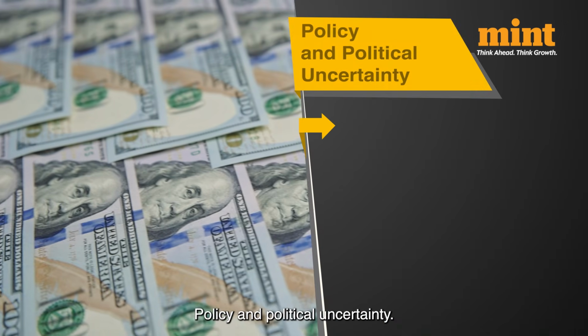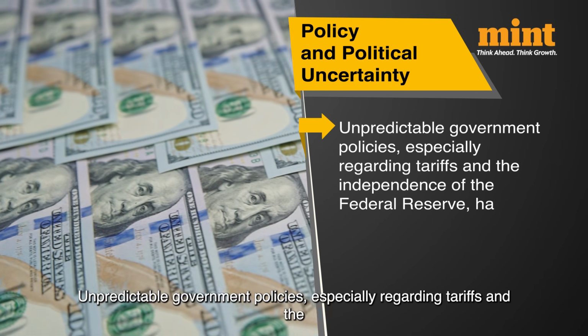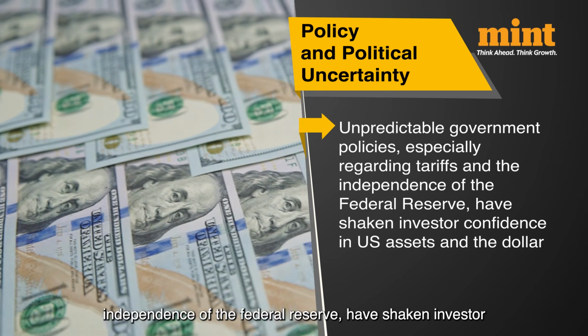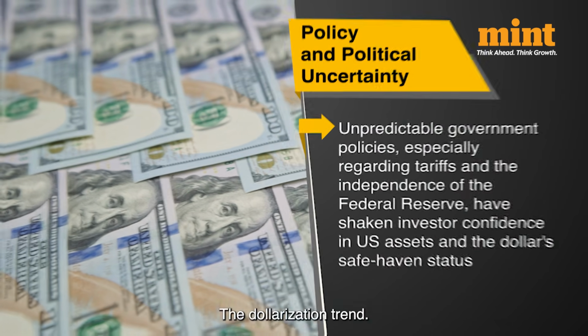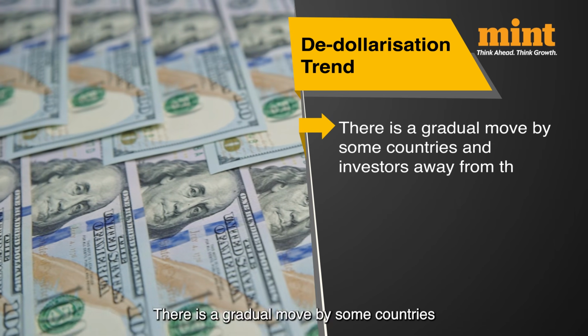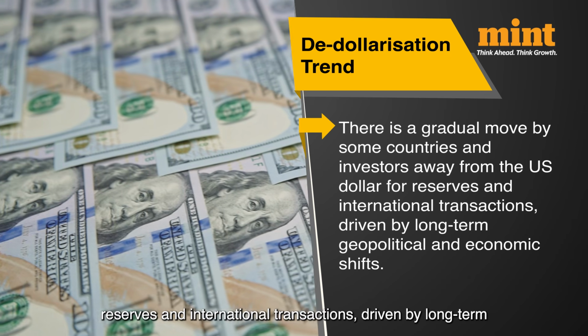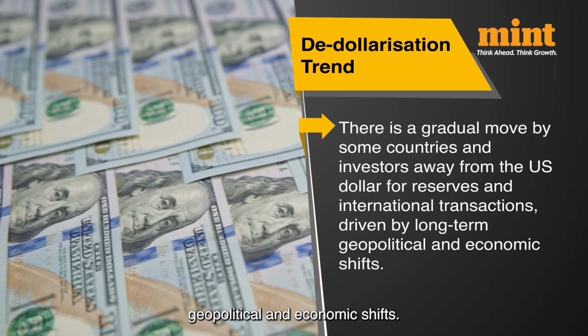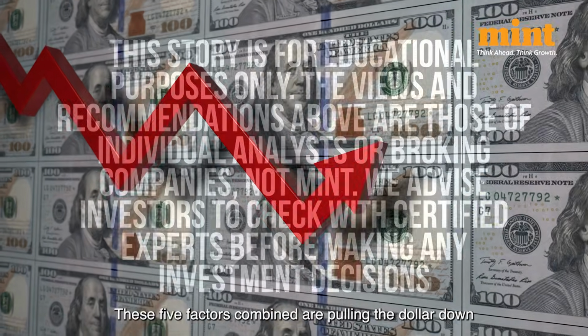Policy and political uncertainty. Unpredictable government policies, especially regarding tariffs and the independence of the Federal Reserve, have shaken investor confidence in US assets and the dollar's safe haven status. De-dollarization trend. There is a gradual move by some countries and investors away from the US dollar for reserves and international transactions, driven by long-term geopolitical and economic shifts. These 5 factors combined are pulling the dollar down.